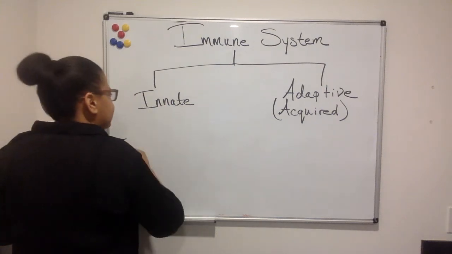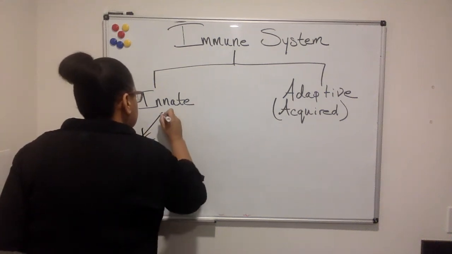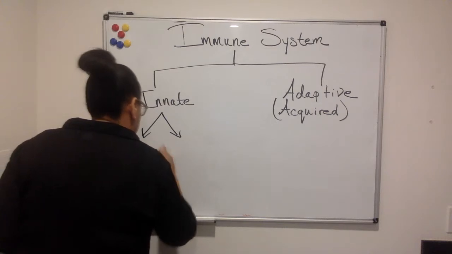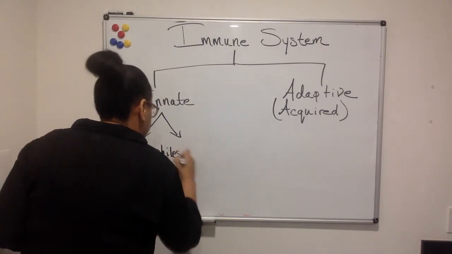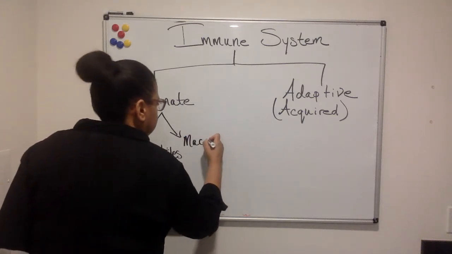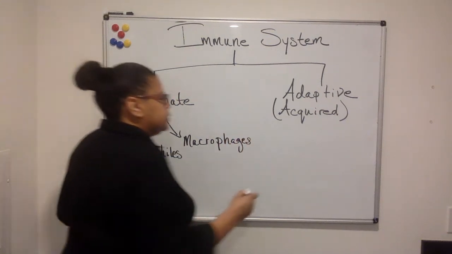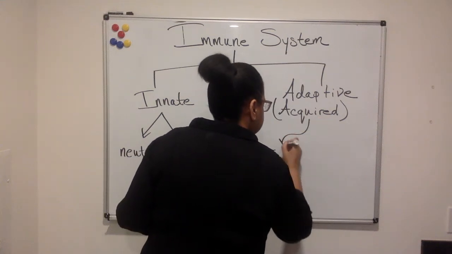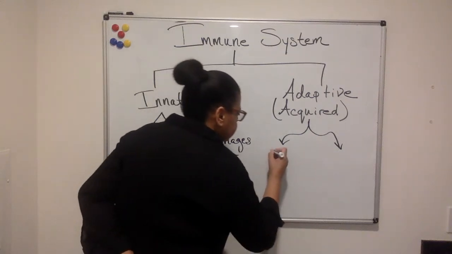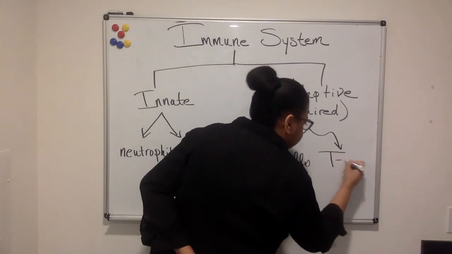So the innate immune system includes two types of cells. The cells are neutrophils and macrophages. The adaptive immune system also has two types of cells. They're lymphocytes. They're called B cells and T cells.